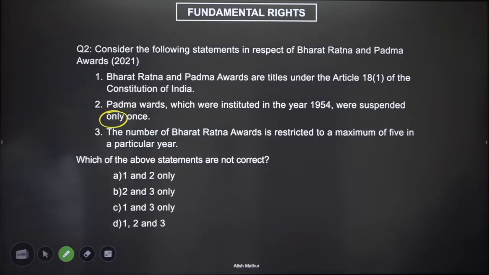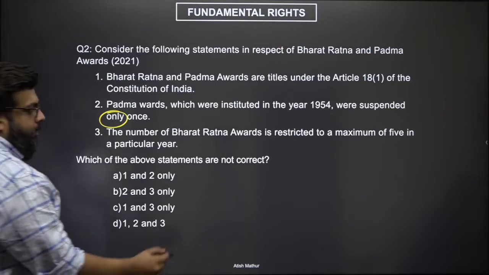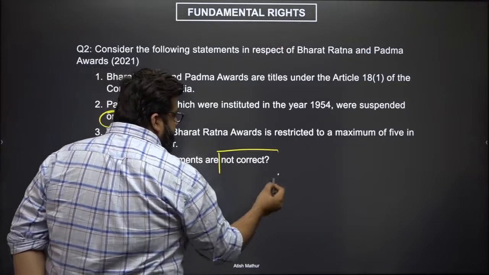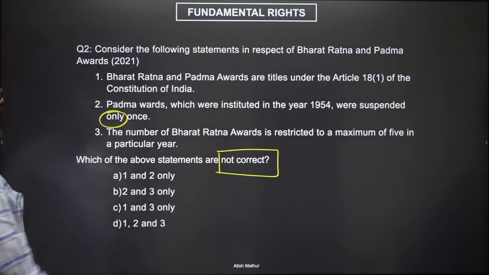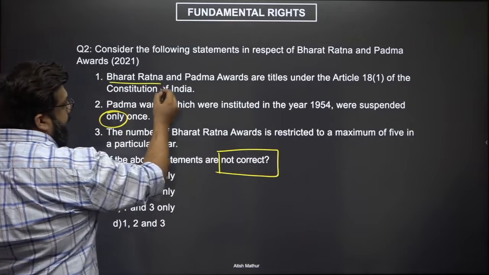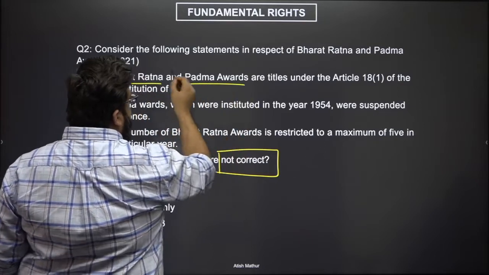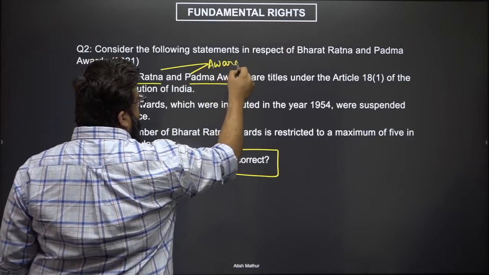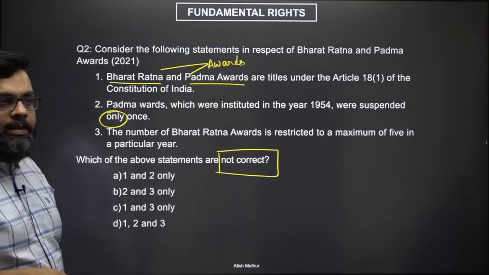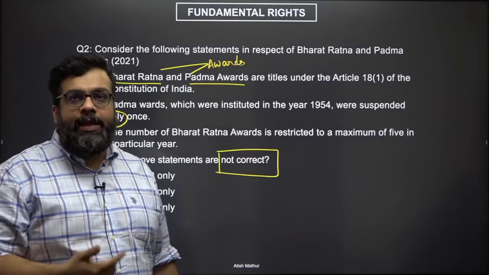Alright. Now, which of the following statements are not correct? Which means any statement which is incorrect is the option that we are looking for. Bharat Ratna and Padma awards. These are essentially awards. These are not titles. Titles are military or professional in nature.